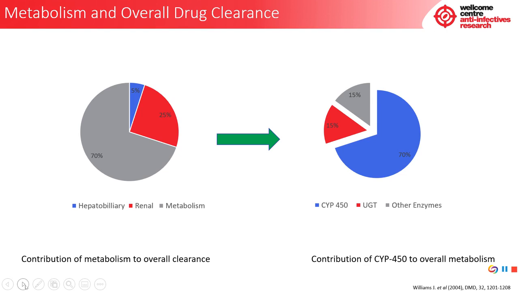Metabolism and overall drug clearance. The pie chart to your left shows the overall contribution of metabolism to clearance. You can see that metabolism accounts for 70% of the overall clearance that happens in the body, followed by renal clearance and hepatobiliary clearance. Of the 70% that is due to metabolism, 70% of that is largely due to cytochrome P450, and the remaining 30% is shared equally between UGT and other enzymes. So you can see from this pie chart that metabolism is very important to the overall drug clearance process, and more importantly, cytochrome P450 is responsible for the lion's share of the overall metabolism that happens in the body.